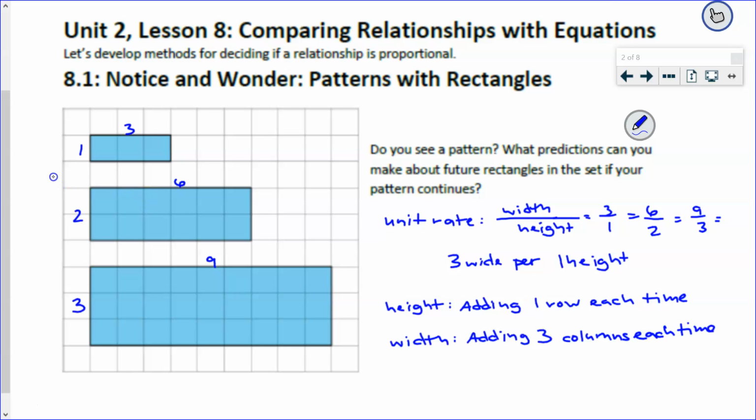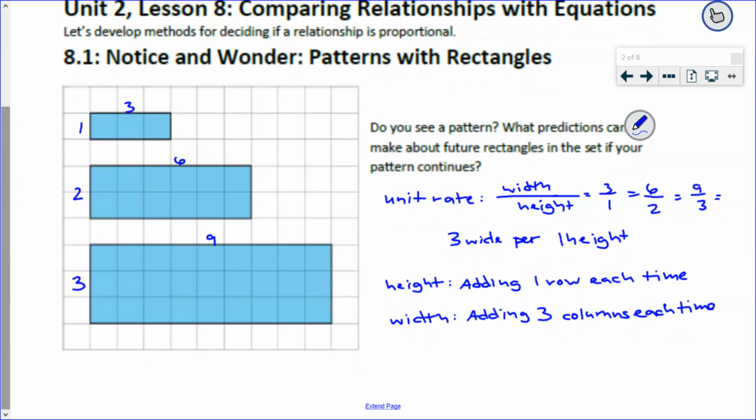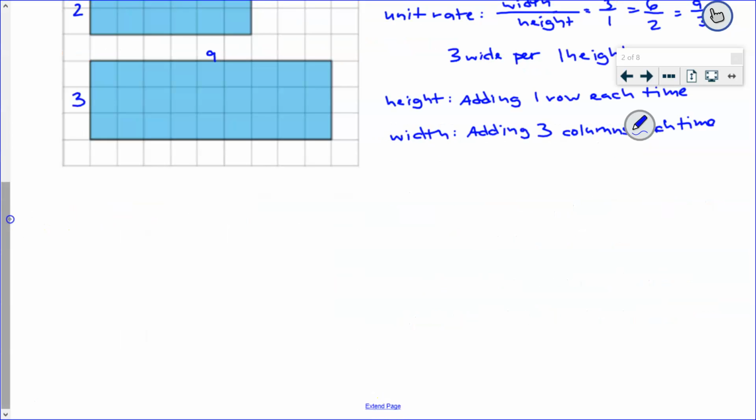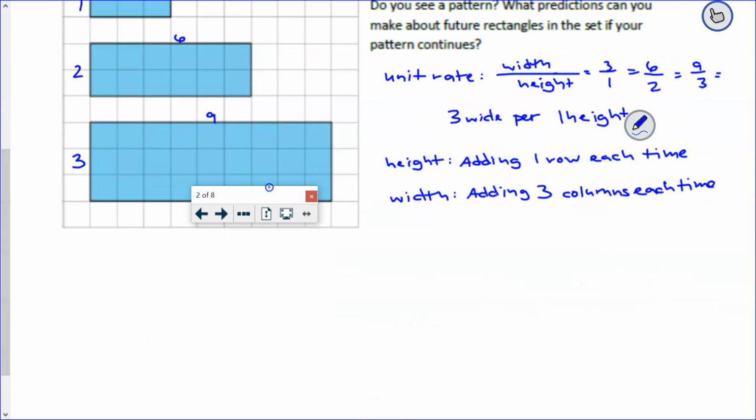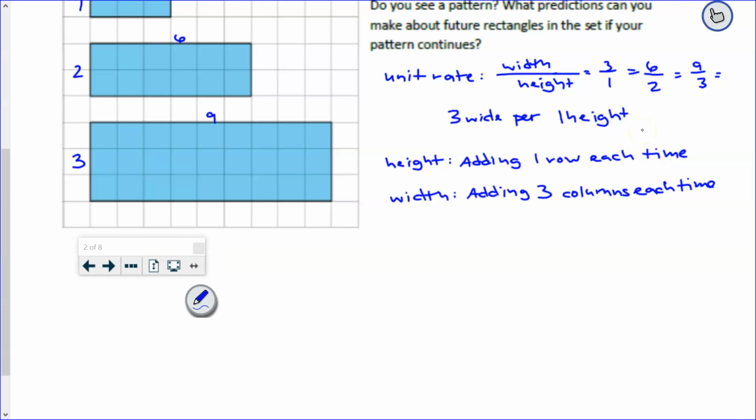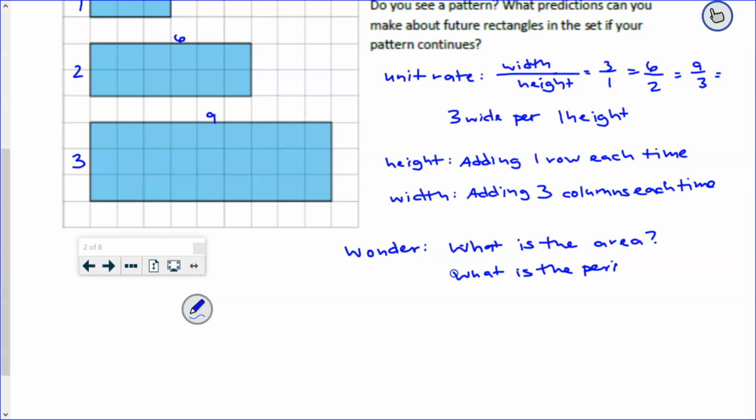Good things to notice. What do you wonder? Anything that you wondered about this situation? Did it bring up any questions, Carter? Okay. Which makes me wonder another question. Is there a relationship in the area and perimeters? What is the area? What is the perimeter? Is there a relationship between them?